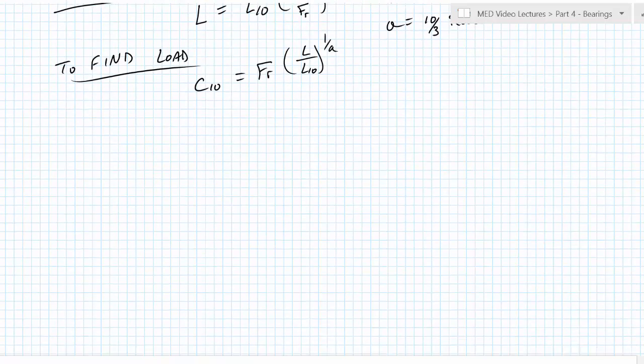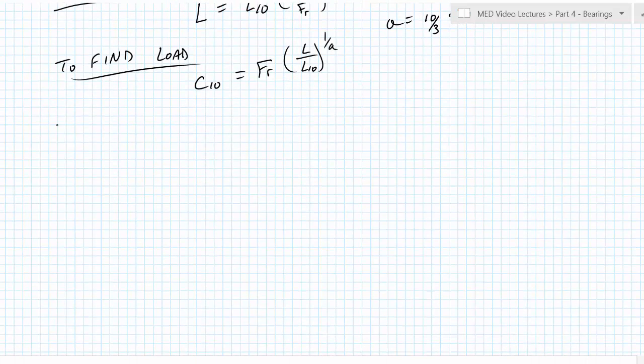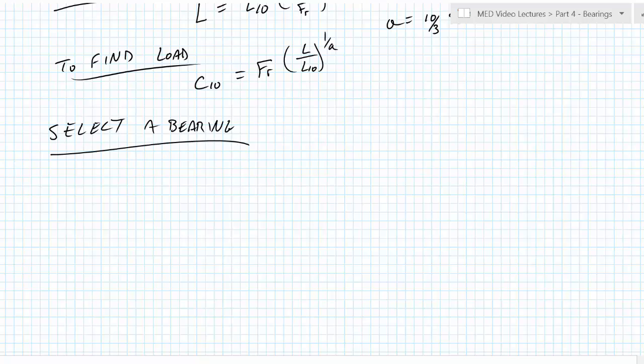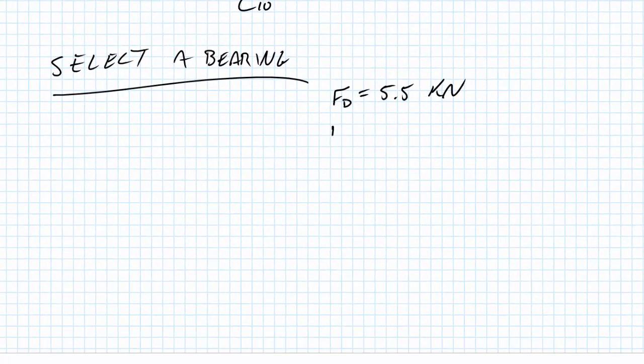So let's see how this works with a simple example. Let's select a bearing first of all. If we're selecting a bearing, that means we're going to try to find a C10 for our particular situation. And we'll select a bearing knowing that our desired load is 5.5 kilonewtons. That is the reaction load that we found. And we know that we want a desired life of 5,000 hours of operation at 300 RPM.